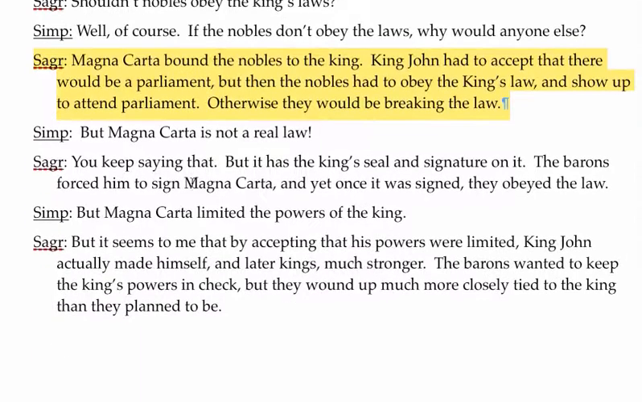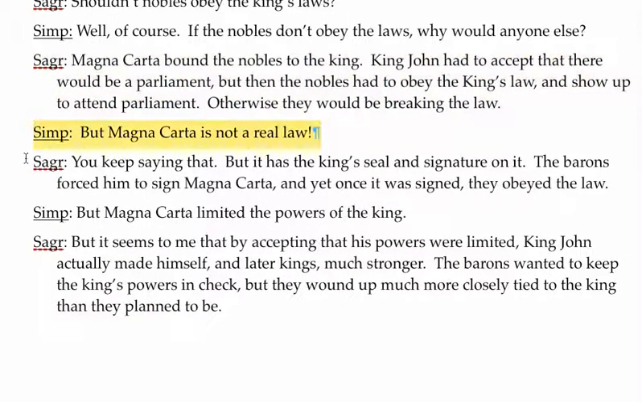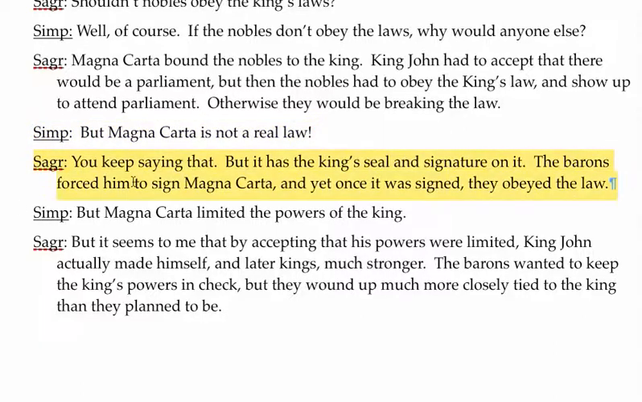But at this point, Simplicio can argue all he wants that Magna Carta is not a real law. But as Sagrado points out, there are two things here that are true. It has the king's signature and seal on it. The barons forced King John to sign it, but once it was signed, they obeyed it as if it were the real law. So the king may not have wanted it, but it has all of the forms and features of a real law.